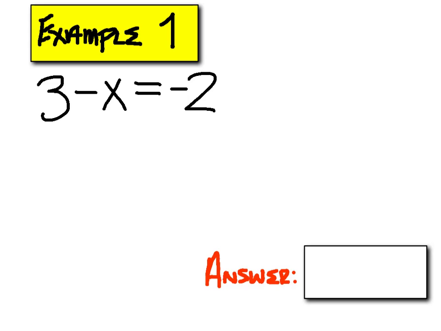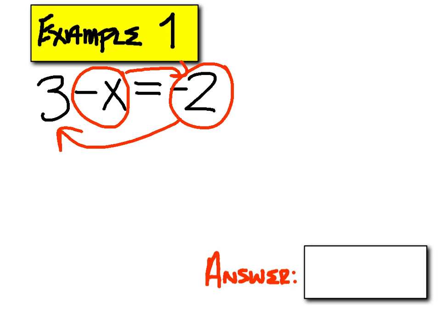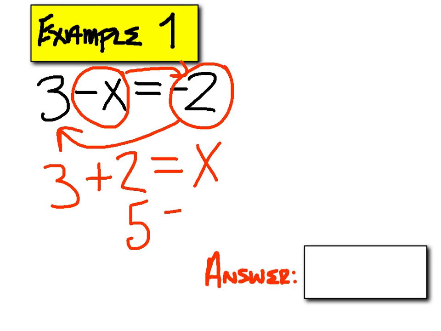Okay, for example 1, we have 3 minus x is equal to -2. So we have a minus x, and we need to make this positive. So what we're going to do is take this to the other side, and then take our -2 to this side. So we've got 3. When we take our -2 to the other side, we have +2. And when we take our -x to this side, we have x. So 3 plus 2 is 5. So our x is equal to 5.